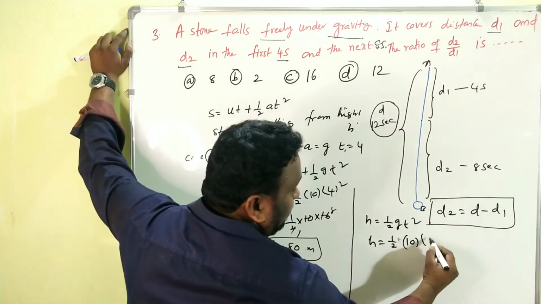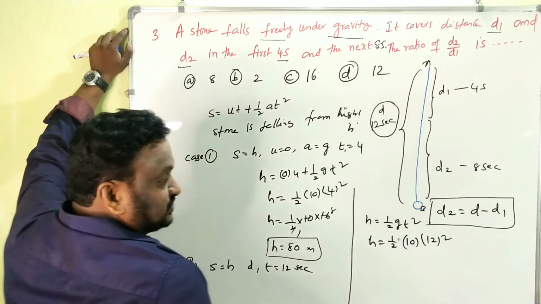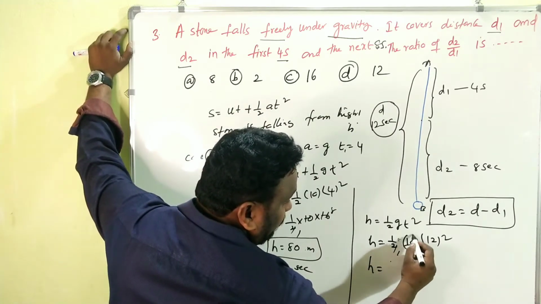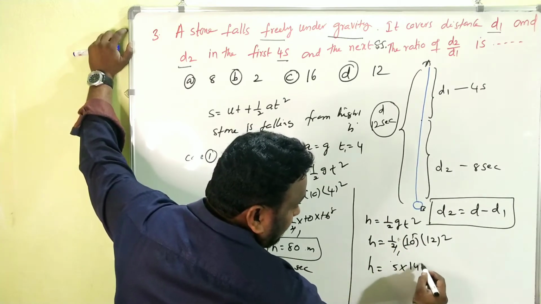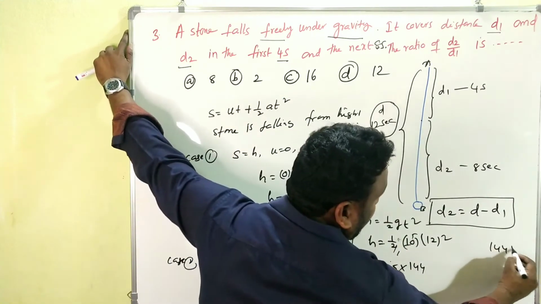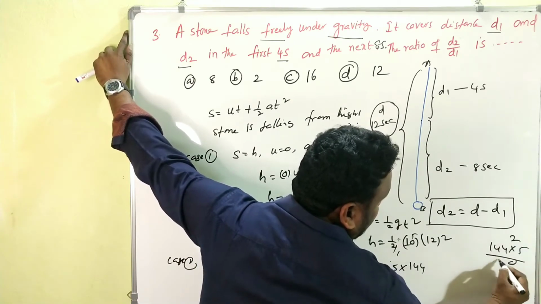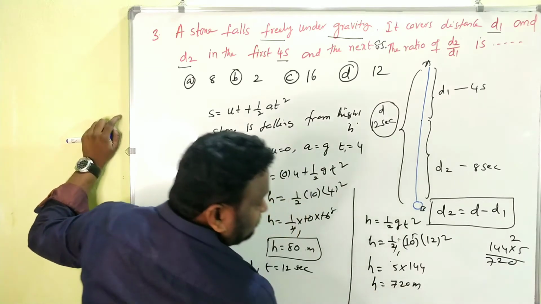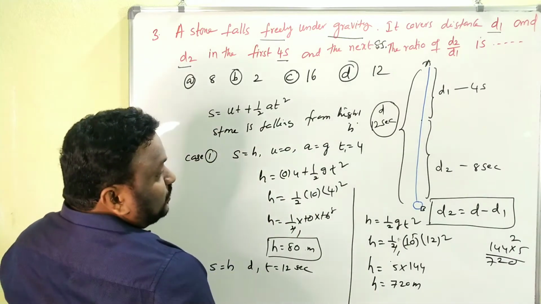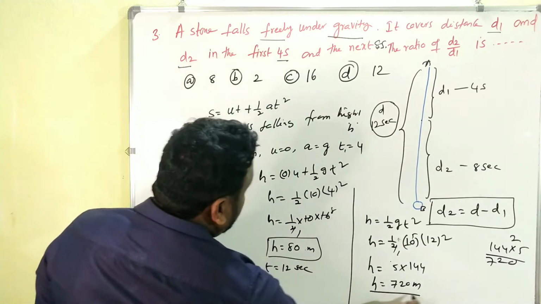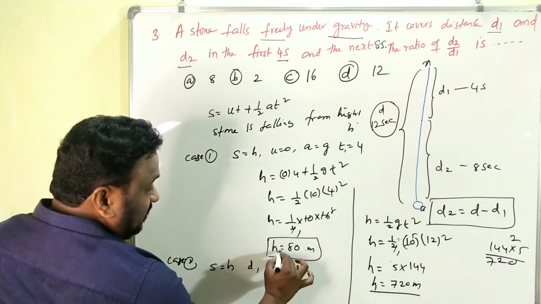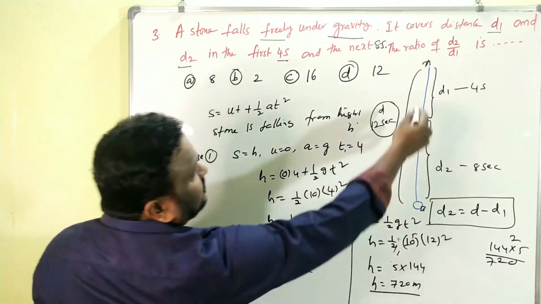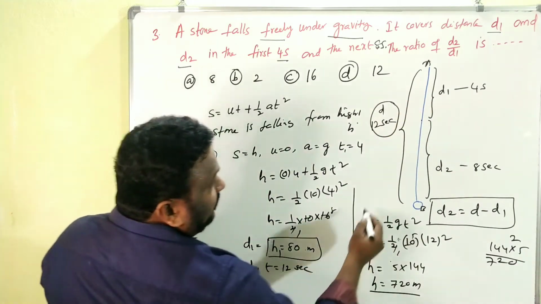That's why it is 12 square. Then h is equal to 1 by 2 into 10 into 144, so 2 ones are 2, 5 into 144. So 144 into 5 is what? 5 fours are 20, and 5 ones are 5, so 720. So h is equal to 720 meters. Now I am going to call this h1, as per the diagram this is the d1, and now it is d.